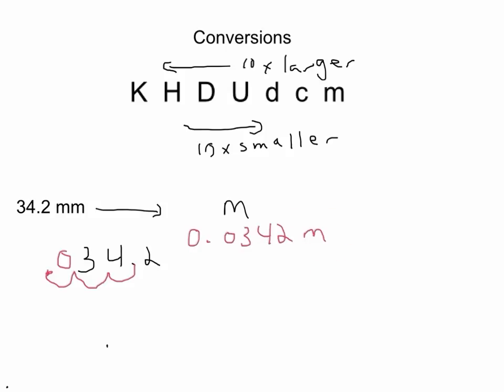Now don't forget this unit. You're going to hear me all year saying, don't forget your units, don't forget your units. 0.0342 meters is very, very different from 0.0342 kilometers. You would rather take 400 milligrams of ibuprofen for an aching shoulder rather than 400 kilograms of ibuprofen. So the unit makes a huge difference.